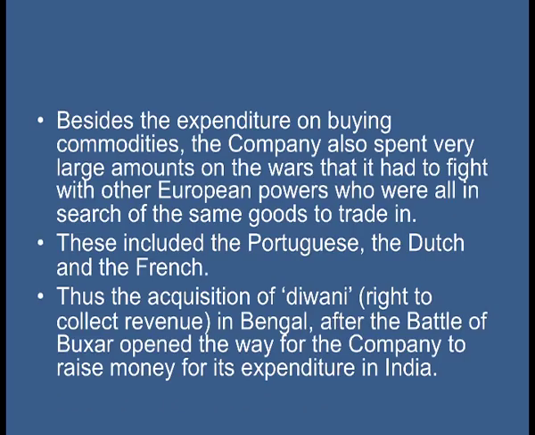Besides the expenditure on buying commodities, the company also spent very large amounts on the wars that it had to fight with other European powers who were all in search of the same goods to trade in. These included the Portuguese, the Dutch and the French. Thus, the acquisition of Diwani, that is the right to collect revenue in Bengal after the Battle of Buxar, opened the way for the company to raise money for its expenditure in India.